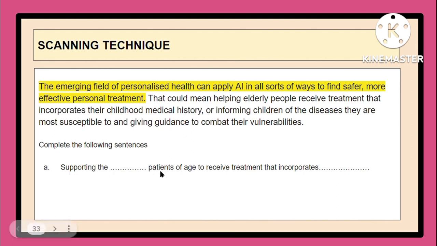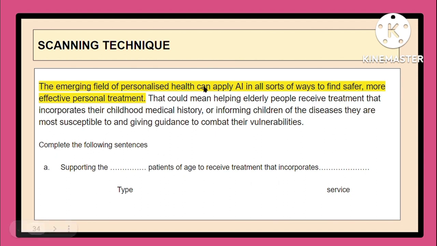So patients, possibly I might be looking for what kind of patients. Patients with certain sickness or patients who belong to a certain age group. So it's like the type. I need to locate the type of the patients who will be getting the support. So, supporting the blank patients of age to receive treatment that incorporates, basically this could mean a kind of service. Okay, so I need to find the type and the service, and I'm going to go back to my paragraph and see if I can find it.